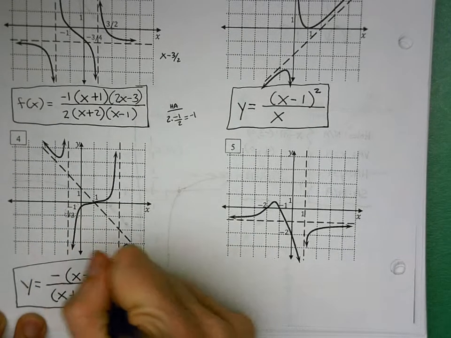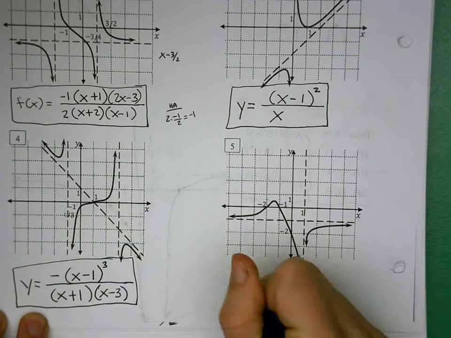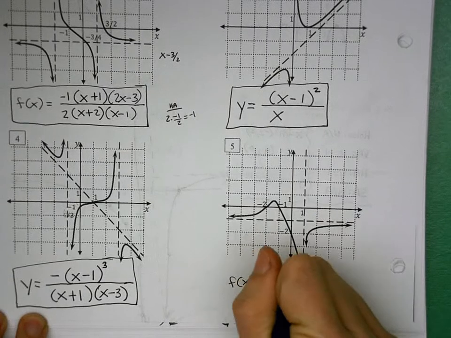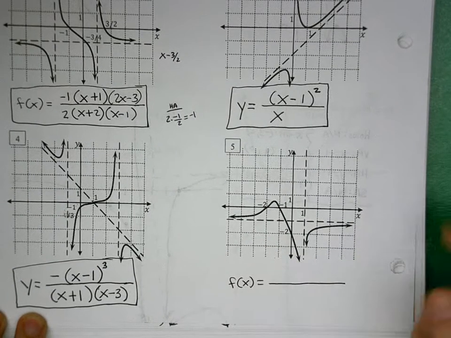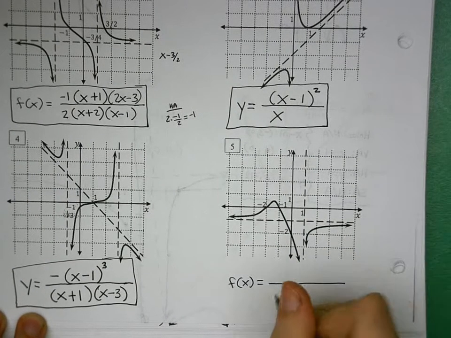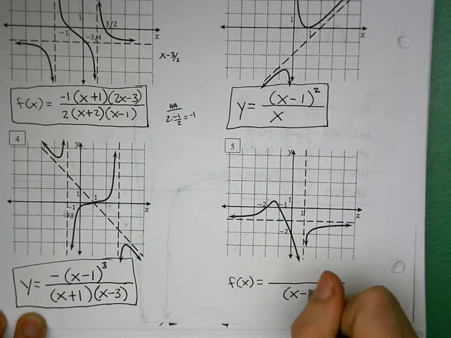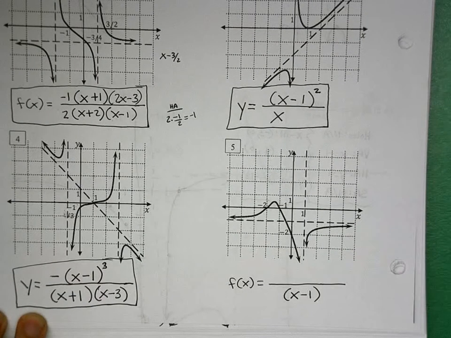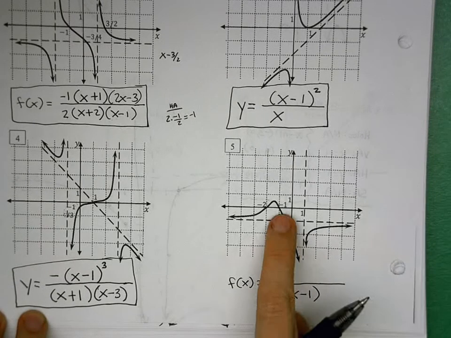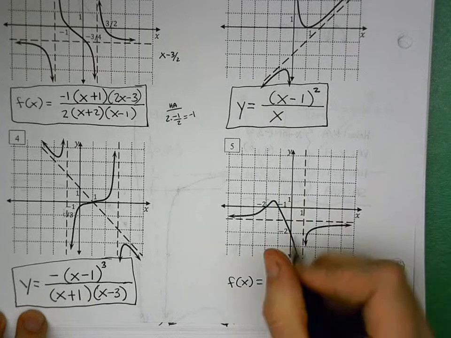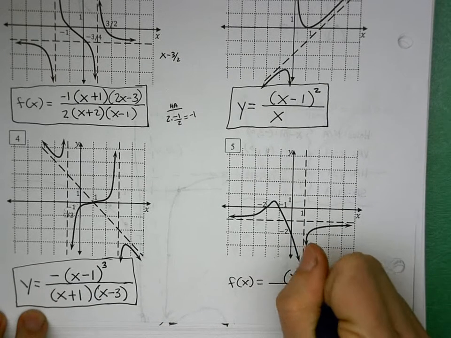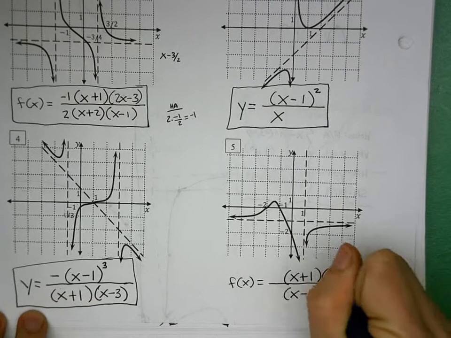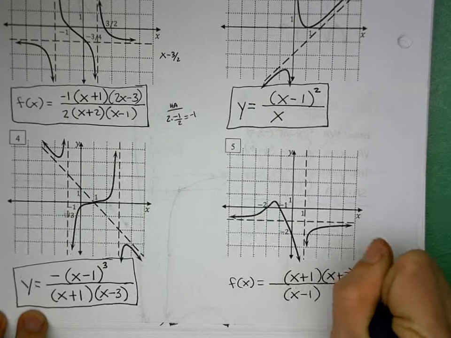Okay, number 5, we are looking at either y equals or f of x equals. Vertical asymptotes. I have a vertical asymptote at 1, so I should have an x minus 1 in the denominator. No holes, so I'm good to go there. I have 2 x-intercepts, 1 at negative 1, 1 at negative 2. So we have our x minus negative 1, x minus negative 2.